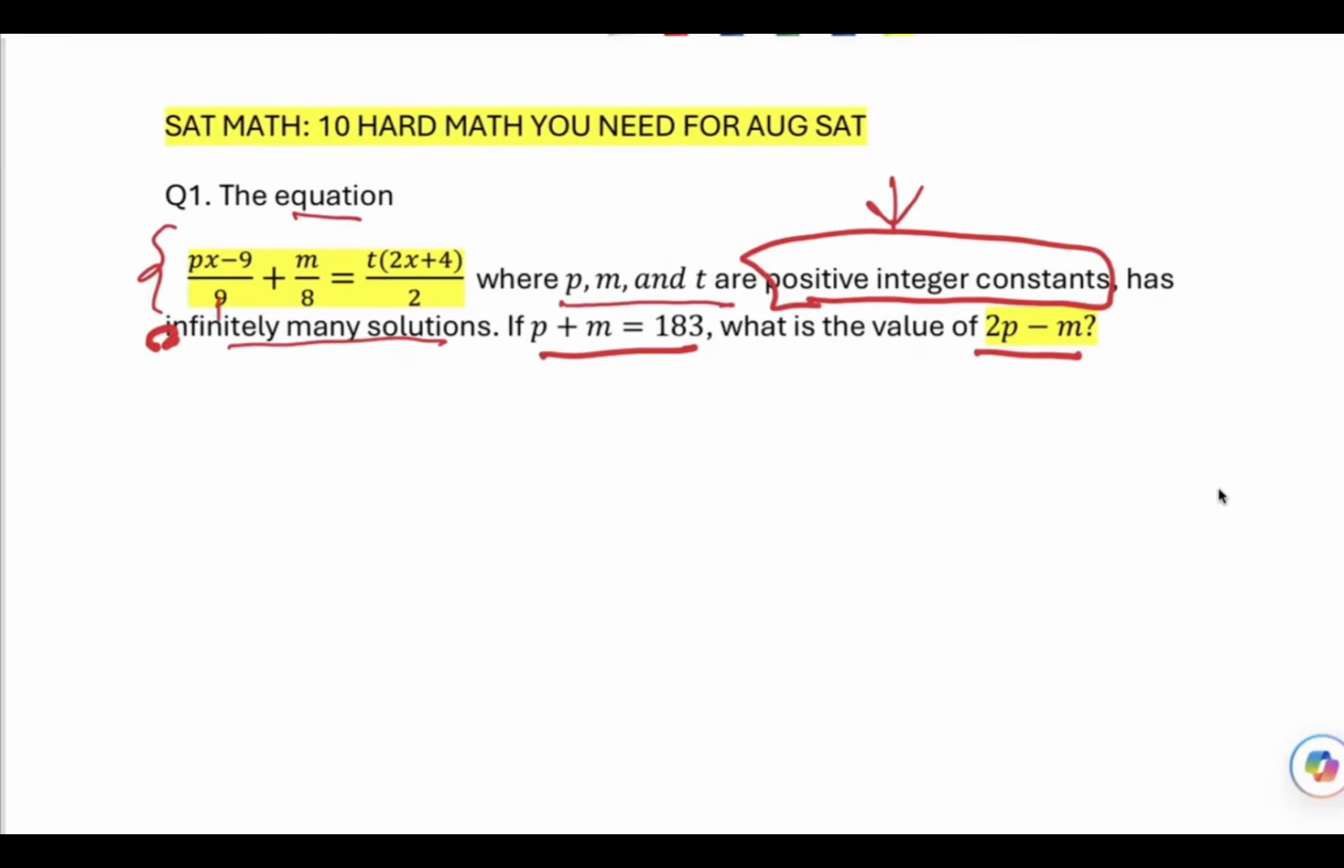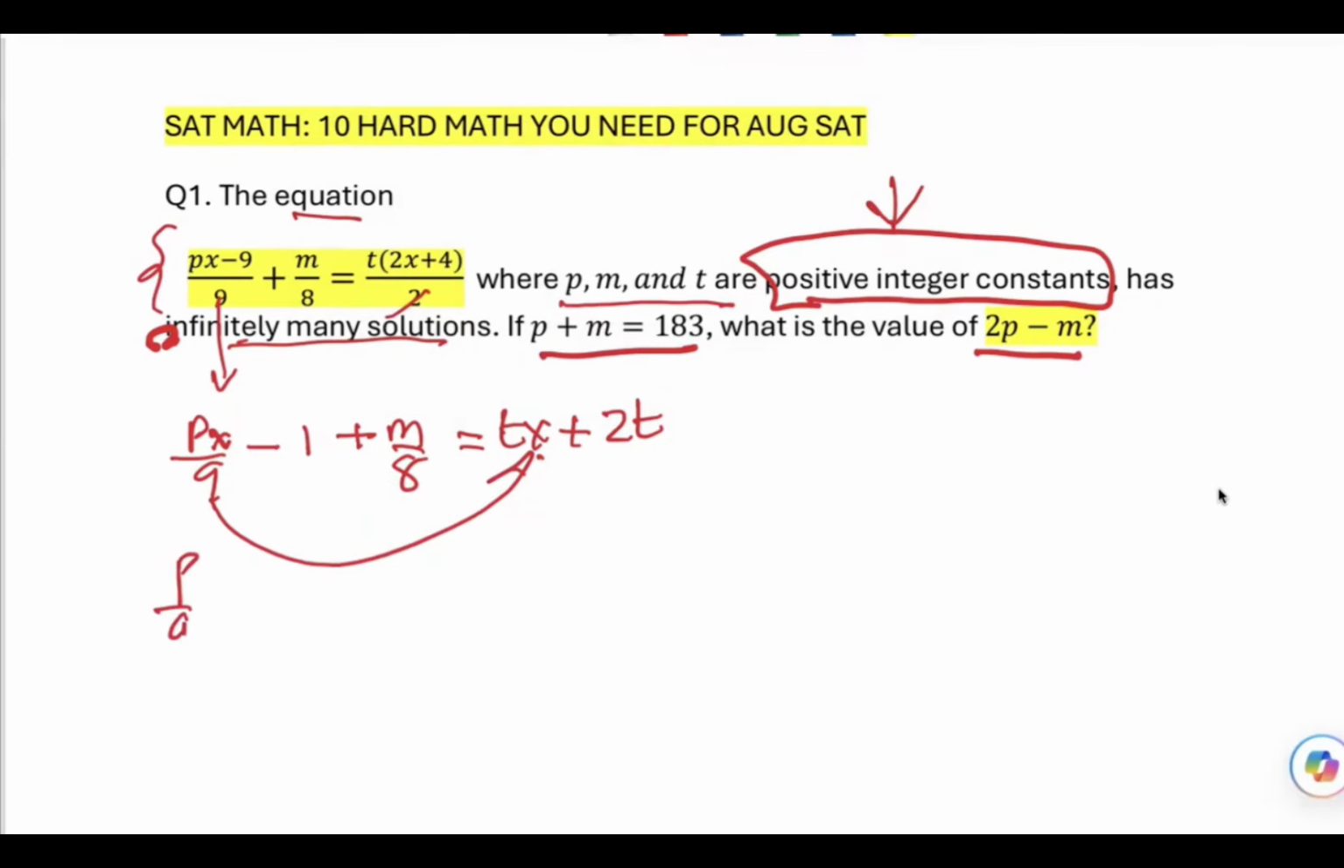That's all. What does that mean? Simplify the expression. This can be simplified as p x over 9 minus 1 plus m over 8. When you simplify this, think about it, the 2 divided by the 2 will be 1. And then when you expand with the t, you're going to get tx. The second one is going to be 2t. If it's infinitely many solutions, the x's are the same. That means p over 9 is equal to t. P is equal to 9t. This is your first equation.